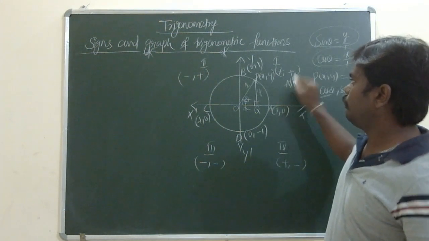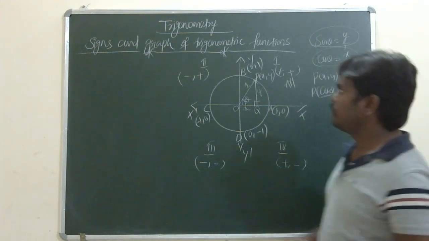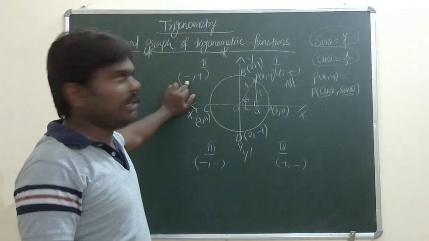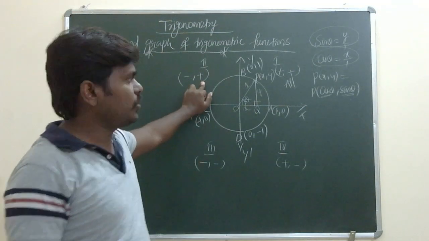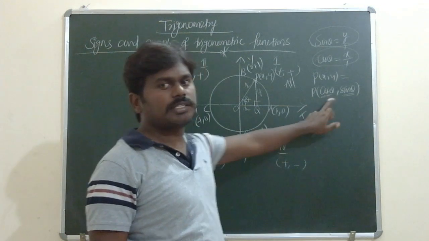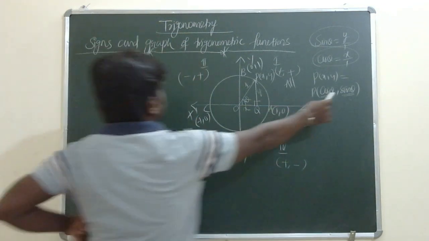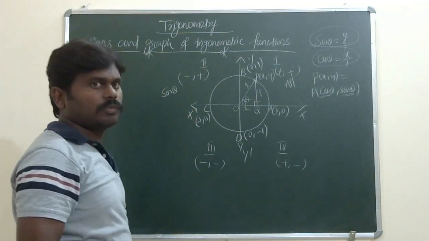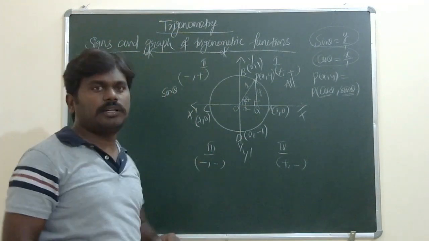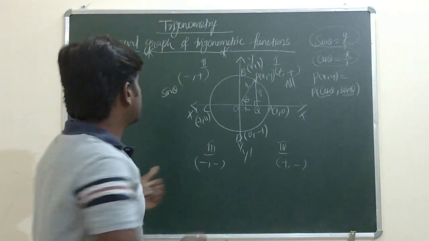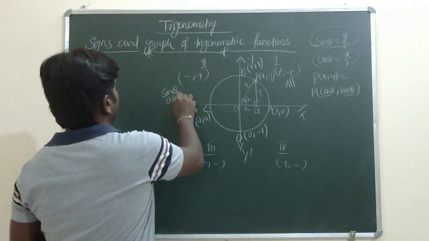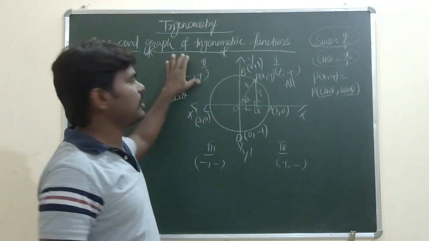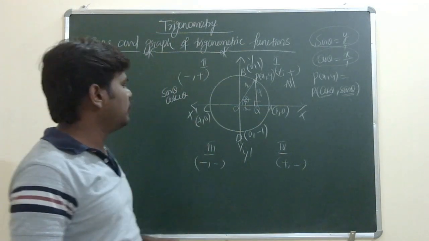All. Okay. Now when it comes to the second quadrant, the x coordinate is negative and the y coordinate is positive. The x coordinate means cos theta, and the y coordinate means sin theta. So sin theta is positive, and its reciprocal is cosecant theta. So sin theta and cosecant theta are positive in the second quadrant.